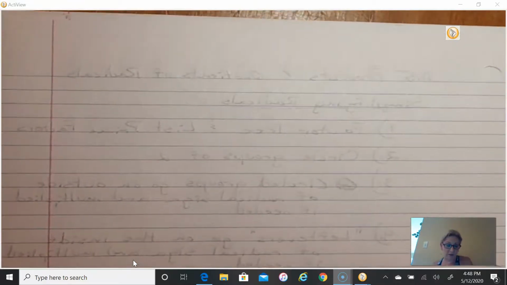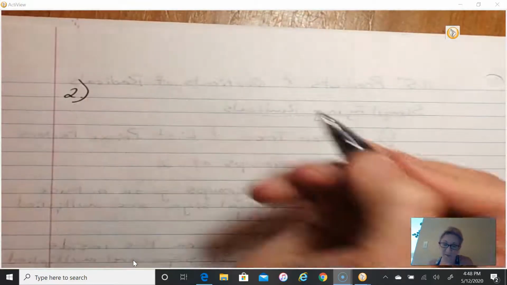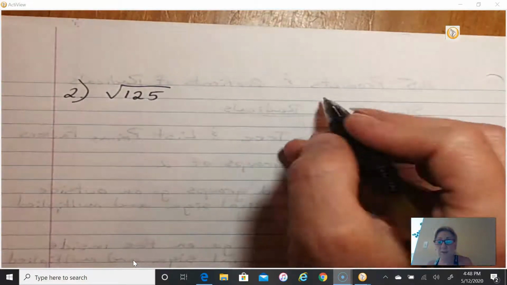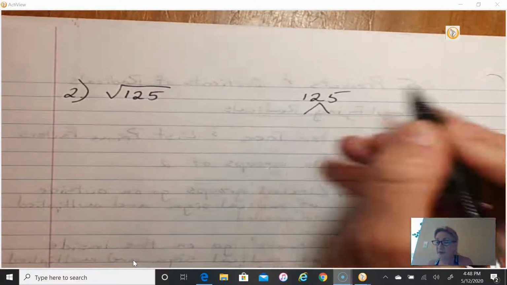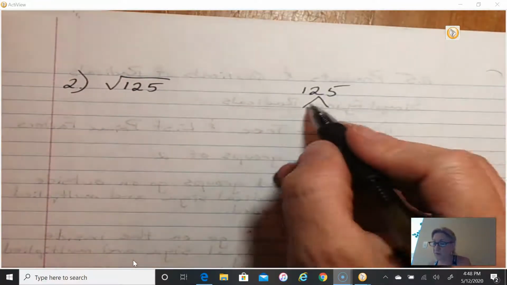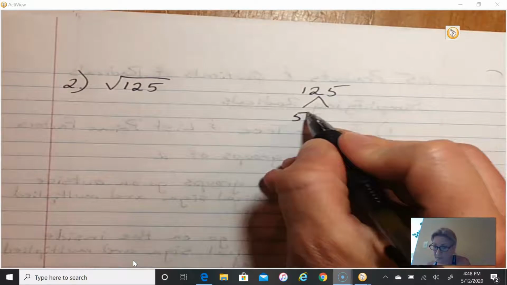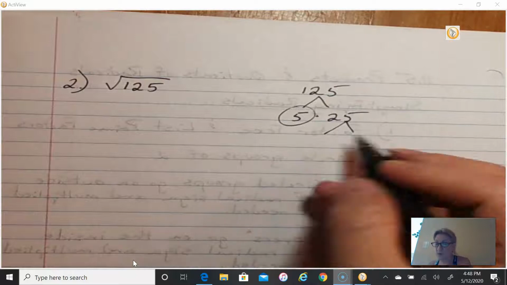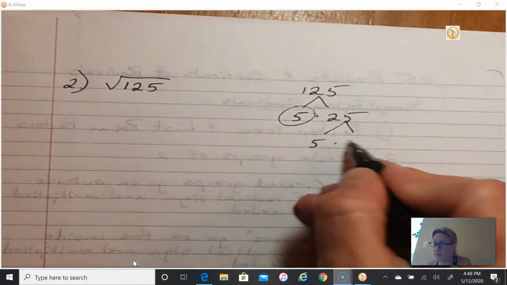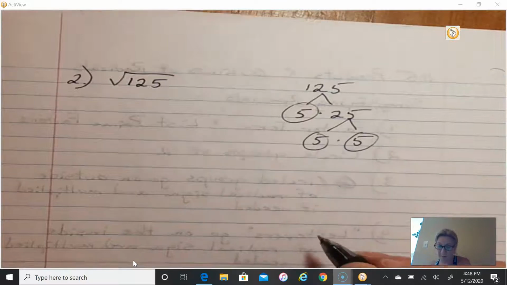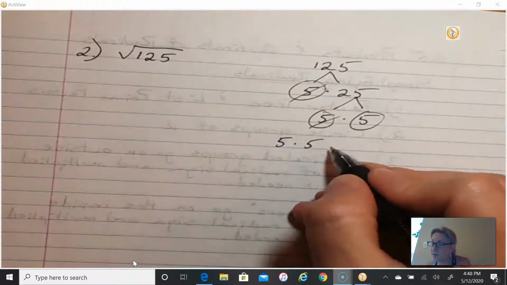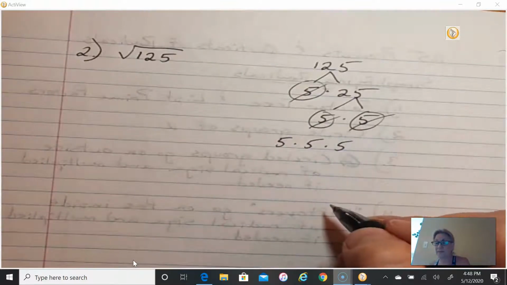Let's do another. If you need to rewind the video, you know you can. All right, number 2 of the skills check. Square root of 125. Okay, step 1, we're going to do our factor tree. What 2 numbers when multiplied give me 125? 5 times 25. Circle your prime. What 2 numbers give me 25? 5 times 5. Circle your prime. So now I have 5, cross out, 5, cross out, and 5, cross out.